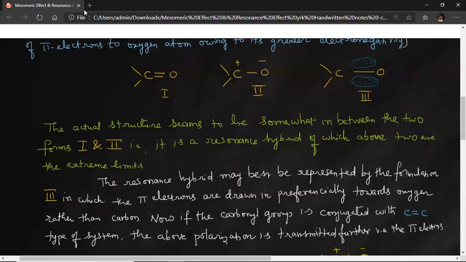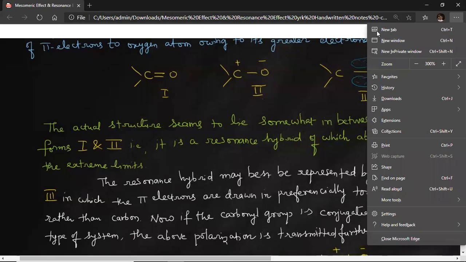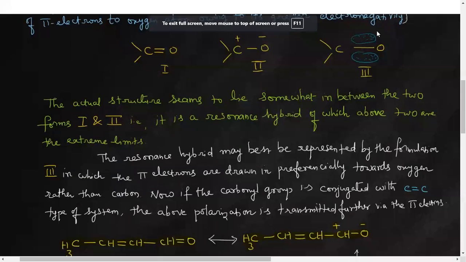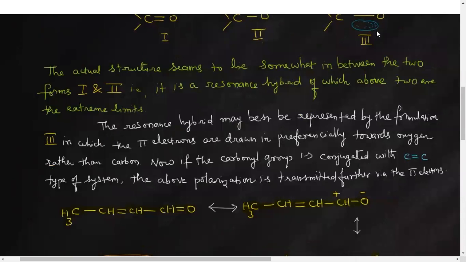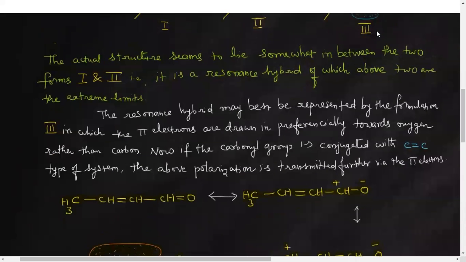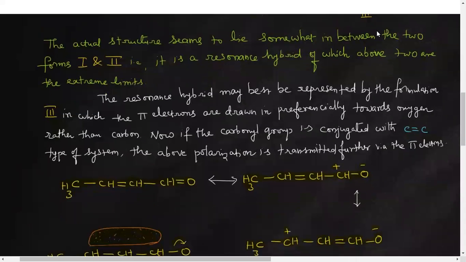Now, if the carbonyl group is conjugated with a carbon-carbon double bond type of system, the above polarization is transmitted further via the pi electrons. That we will see in the pictures at the bottom here. That is CH3-CH=CH-CHO. So CHO, an aldehyde, is there.